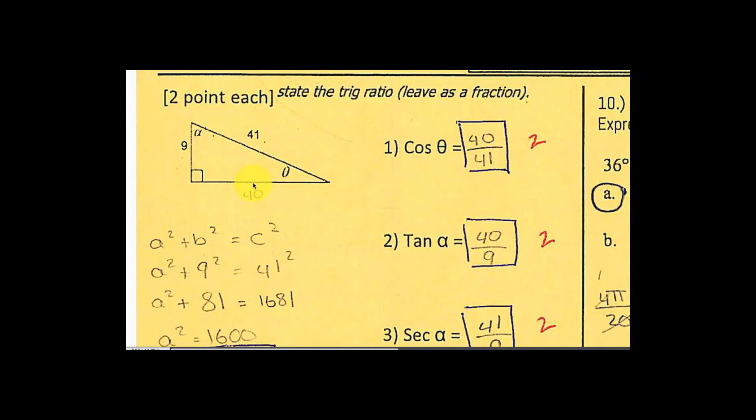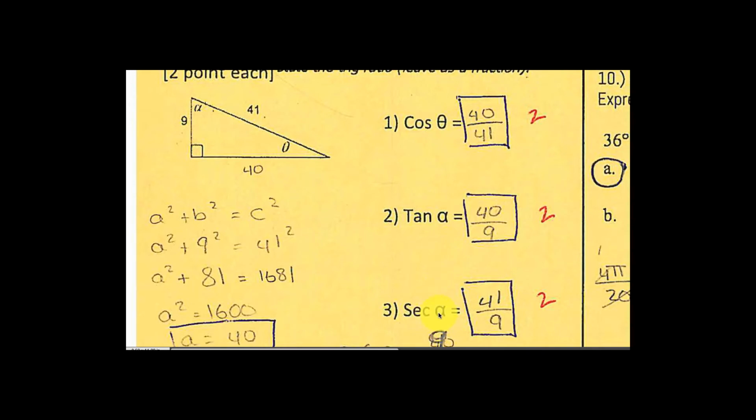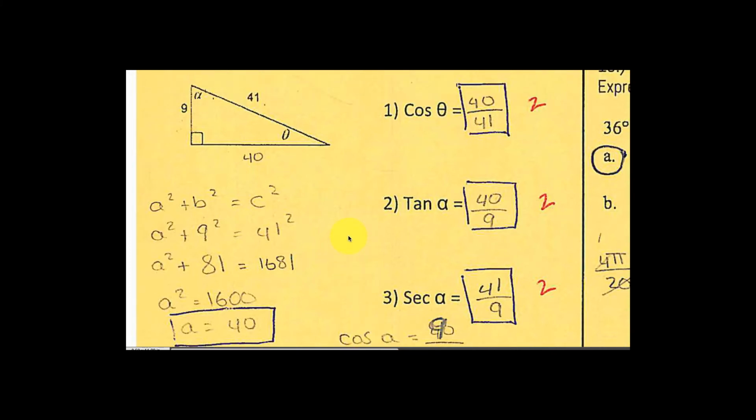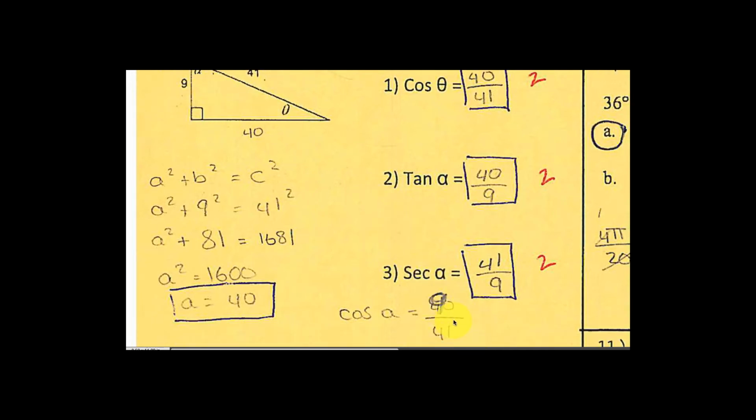Tangent of alpha, which means you have to go up here, and then tangent is the opposite over the adjacent. So that would be opposite from this starting angle, 40, over adjacent, which is 9, correct. Again, I reminded you guys to find numbers for that one. And then secant is the reciprocal. The student found cosine of alpha, which is the adjacent over the hypotenuse, 9 over 41, which they had. Then secant is the reciprocal, so you just flip that one.